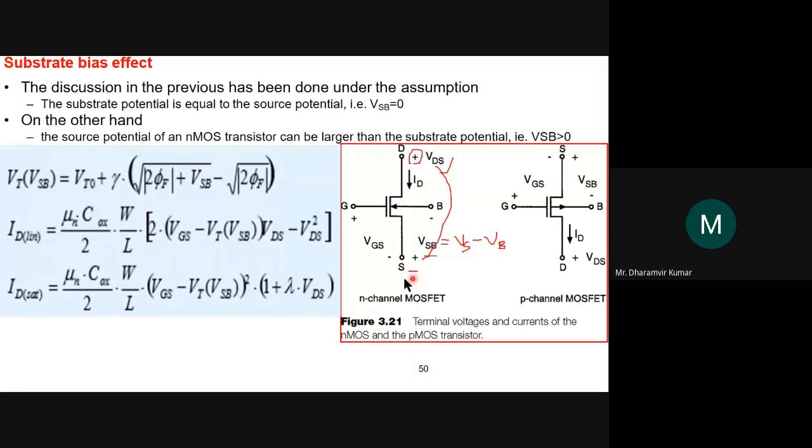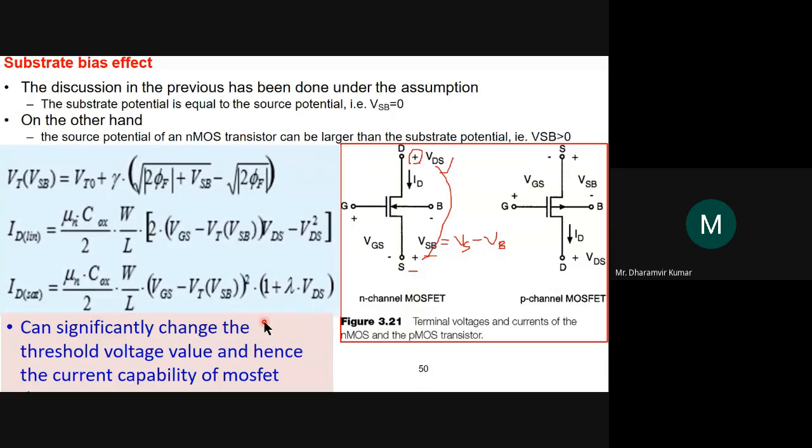So if you understand one thing, the other thing you will understand naturally. Okay, so this substrate bias effect can significantly change the threshold voltage value. Okay, and hence the current capability of the MOSFET.